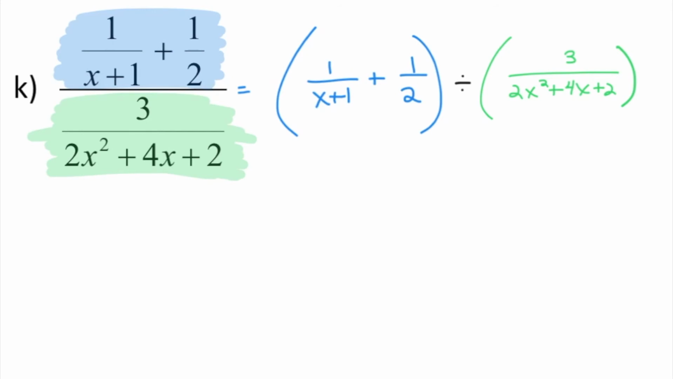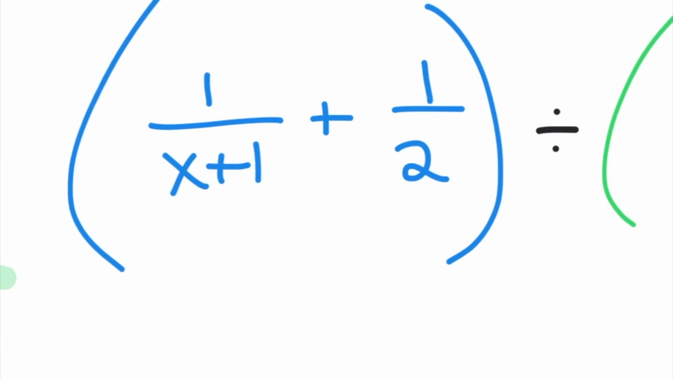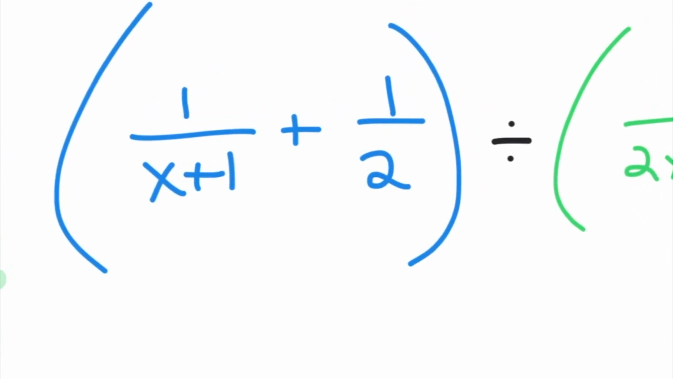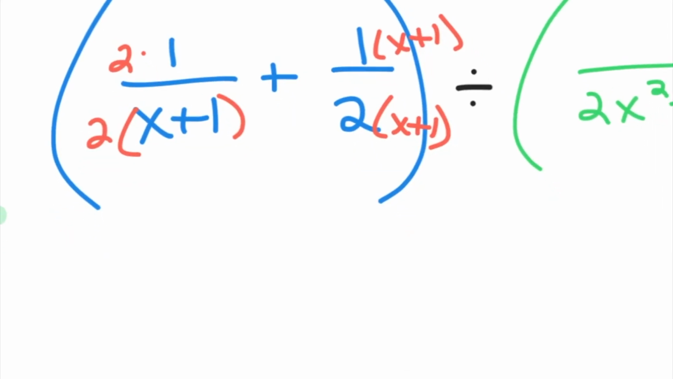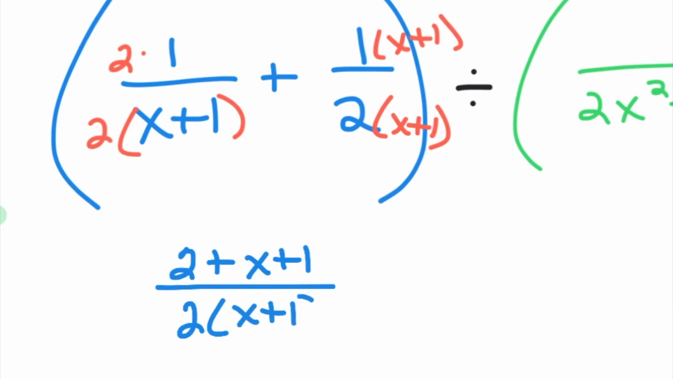You want to take each one of those things separately. So I'm going to look at the 1 over x plus 1, and my common denominator here would have to be 2 times x plus 1. And what I end up with then in the blue is 2 plus x plus 1 over 2 times x plus 1. I know I can simplify that numerator by combining like terms, but this is where I am right now, so I'll do that in a minute.